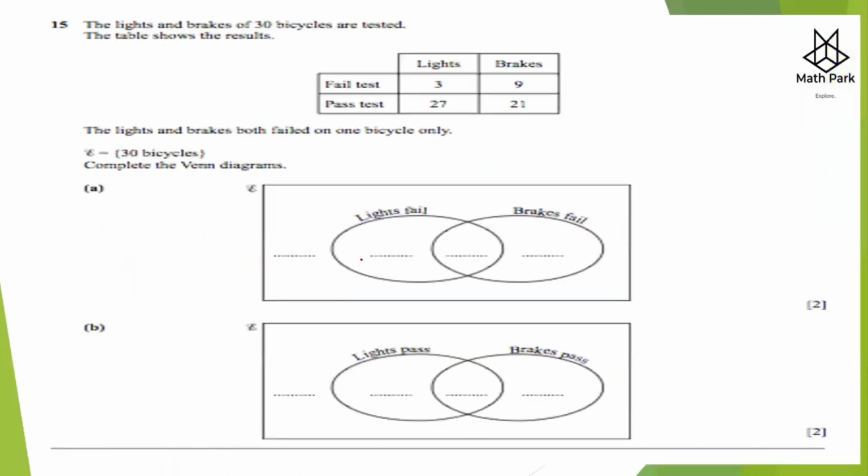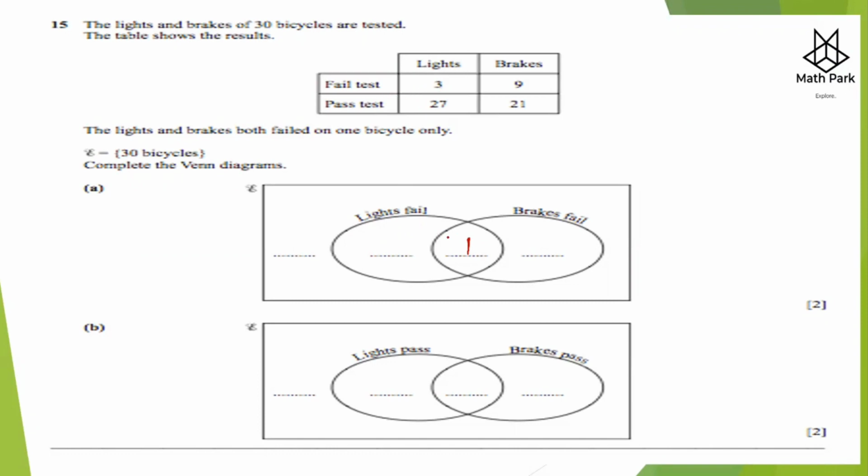Moving to the next question, question number 15. The lights and the brakes of 30 bicycles are tested. The table shows the results. The lights and the brakes both failed on one bicycle only. There are a total of 30 bicycles. Complete the Venn diagram. Now, lights fail and brakes fail. So, they both fail in only one bicycle. So, this is one, and in this first part here we write the number one.